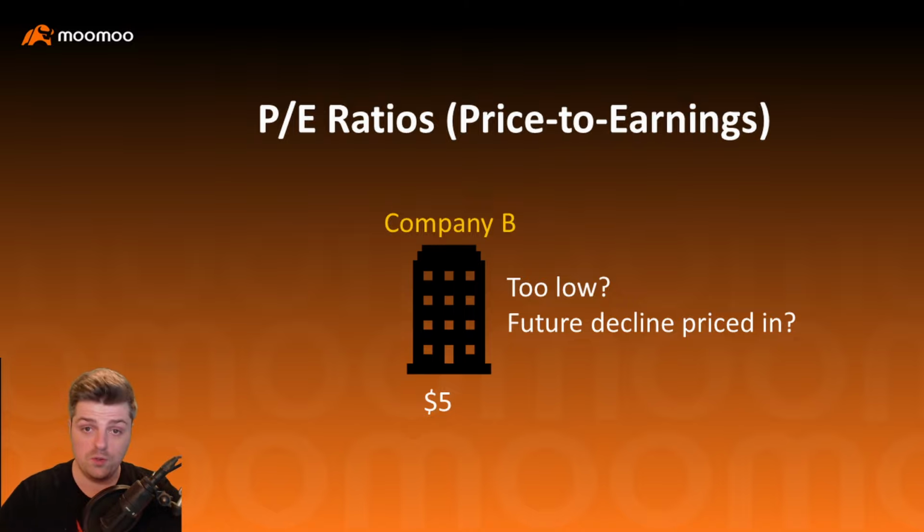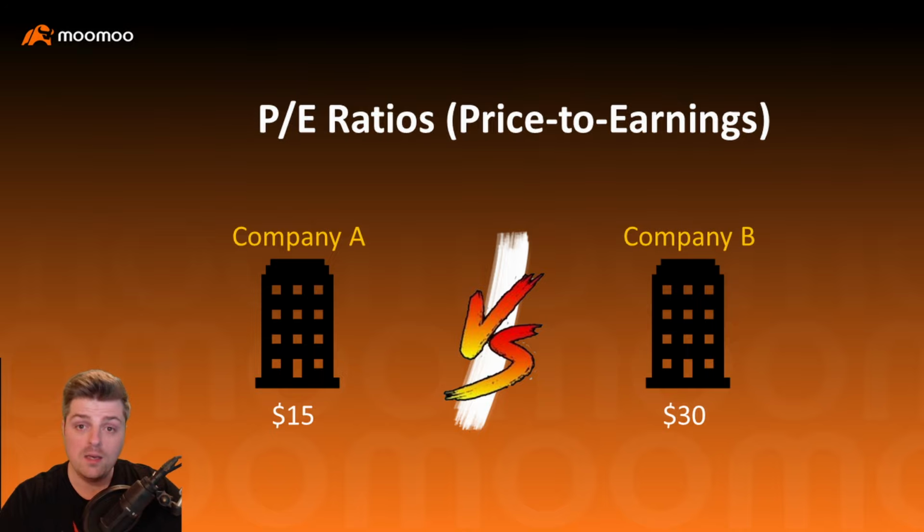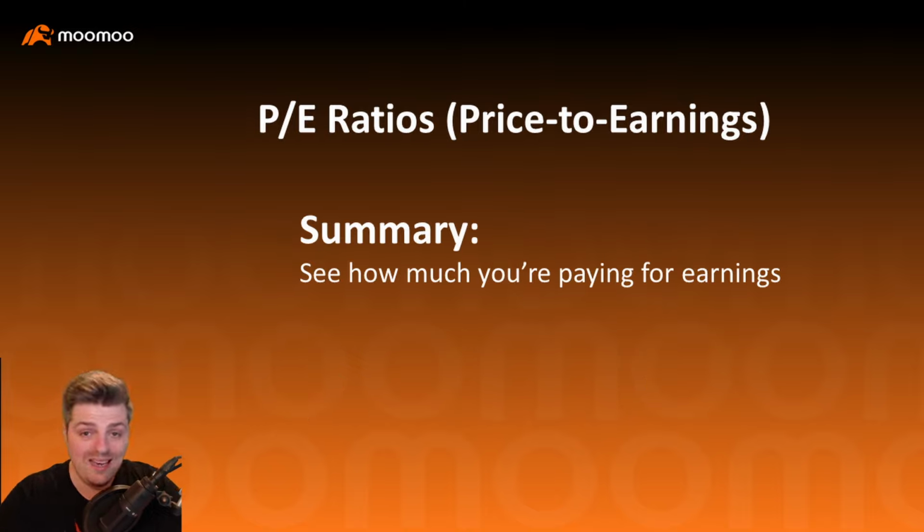So how can we use PE ratios? It's handy for comparing different companies. For example, if you have company A and company B and they're quite similar, yet company A has a PE ratio of 15 and company B has a PE of 30, you might think that company B is more expensive relative to its earnings.